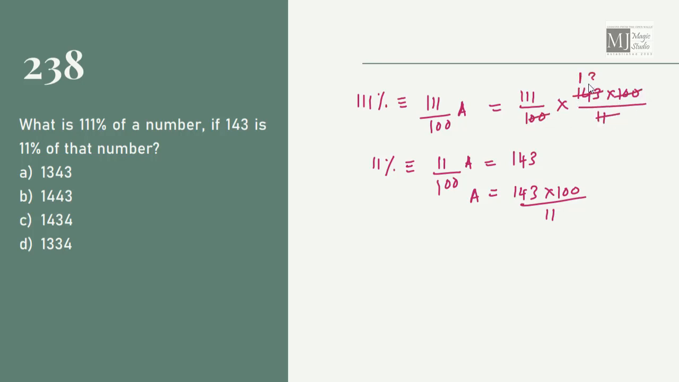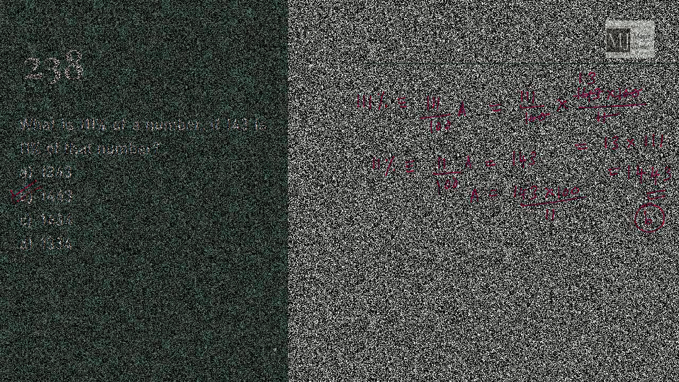This is 1 and 3. So 111% of the number is 13 into 111. 13 into 111 is 1443. Option B fits in.